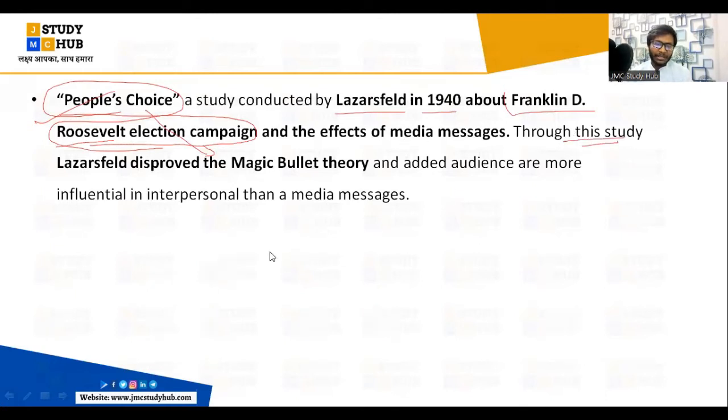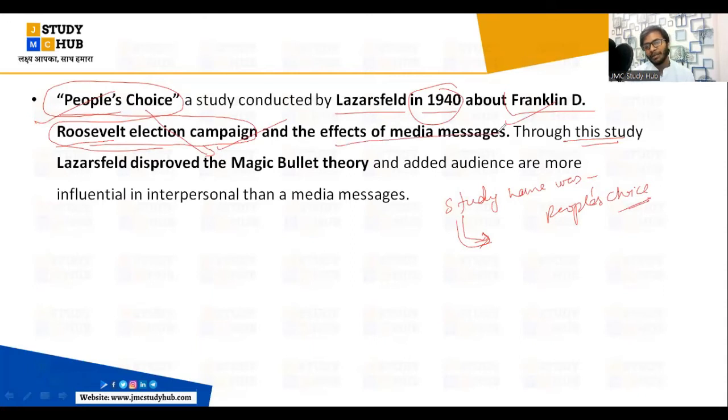First of all, you have to keep in mind that the study name was People's Choice. This is very much important for your exams. People's Choice, right? That was conducted by Lazarsfeld in the 1940, and this study was about the Franklin D. Roosevelt election campaign and the effects of media messages.